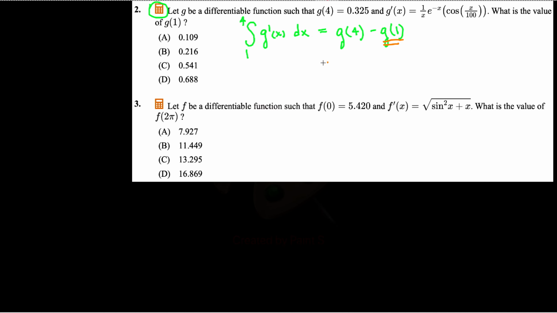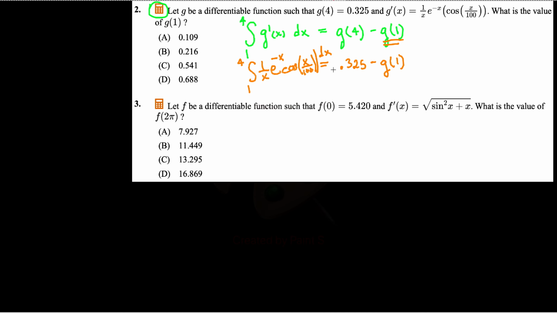The way we would do that is we would use our calculator to find out what the integral from 1 to 4 is of this whole crazy function, 1 over x, e to the negative x, cosine of x over 100, dx. This whole thing. You'd use your calculator to find what this is. And then they give you that g of 4 is 0.325. And you want g of 1.